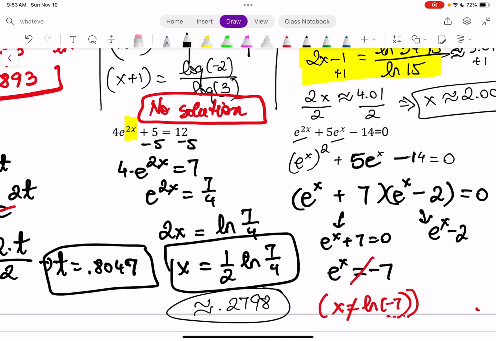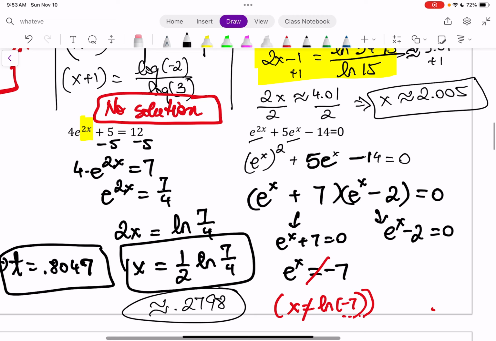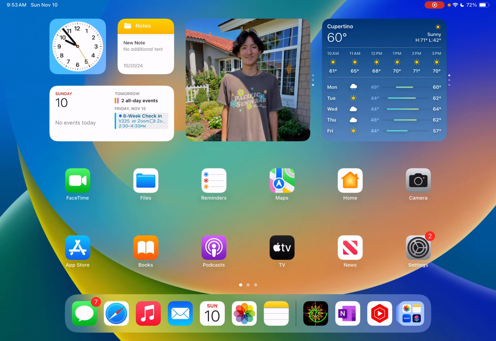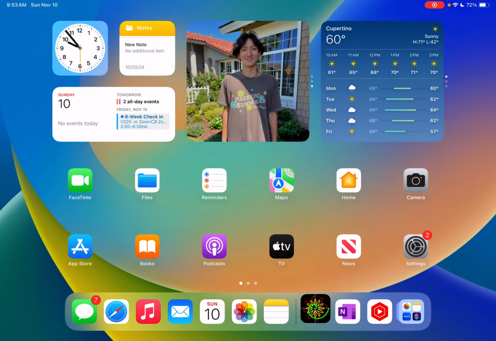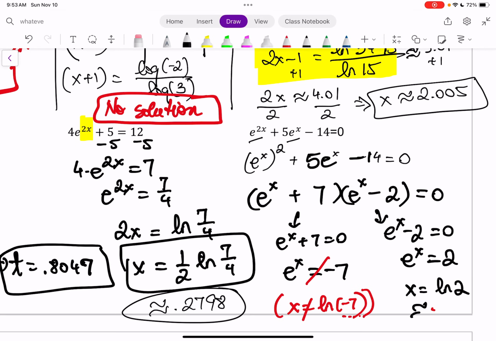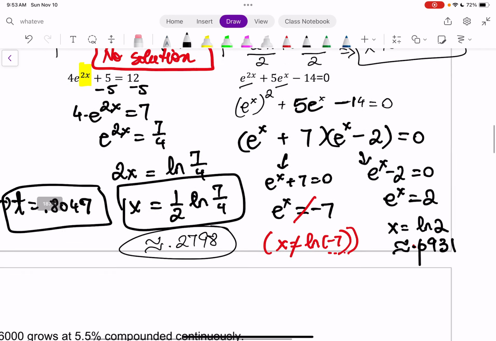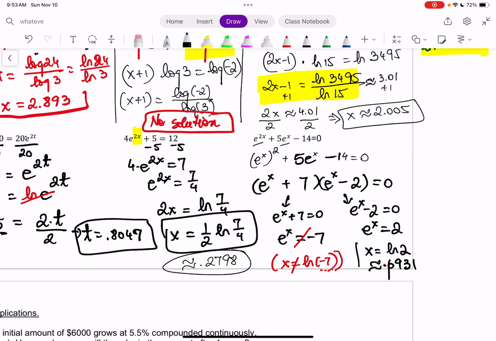Okay, so here it is. Either, or e to the x is equal to 2, which is definitely possible. So when I switch this into logarithmic form, log with base e of 2 has the specific name natural log of 2, which you can of course put in your calculator and get 0.6931. Okay. So here are the answers.